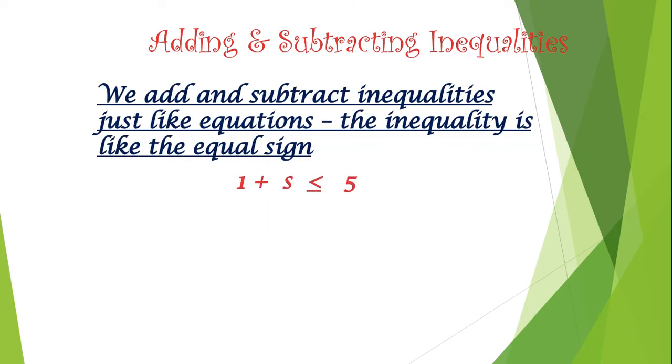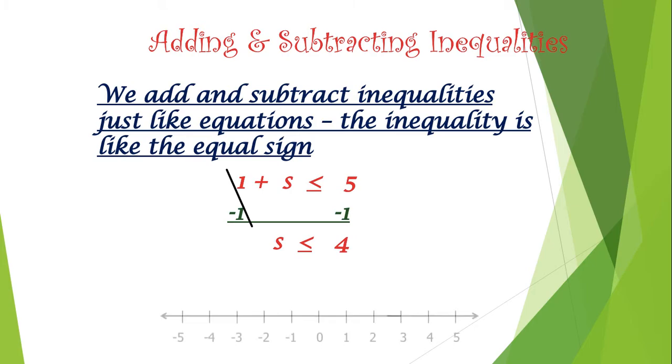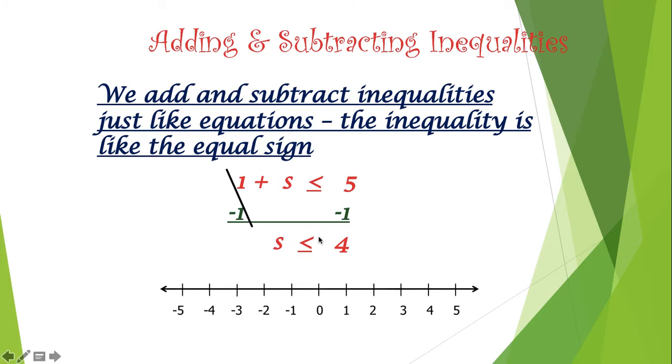Similarly, we have 1 plus s is less than or equal to 5. Let us plot it. Now here it says s is less than or equal to 4. Equal to means 4 is included, and it says less than, so it moves towards the left side.